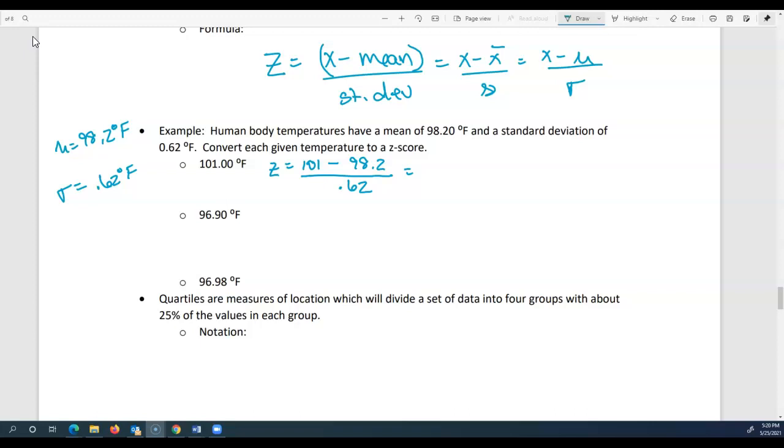Z-scores are rounded to 2 decimal places typically. I got 4.52. So what this is saying is that it's approximately 4.5 standard deviations above that mean of 98.2. Okay, let's do the next one. We have 96.9. So the z-score is going to be 96.9 minus the mean of 98.2 divided by 0.62. Remember, when you type this in the calculator, use parentheses around the top.